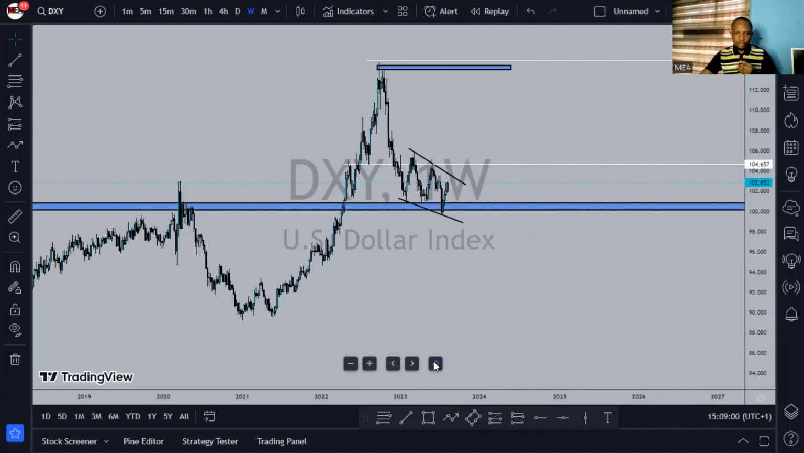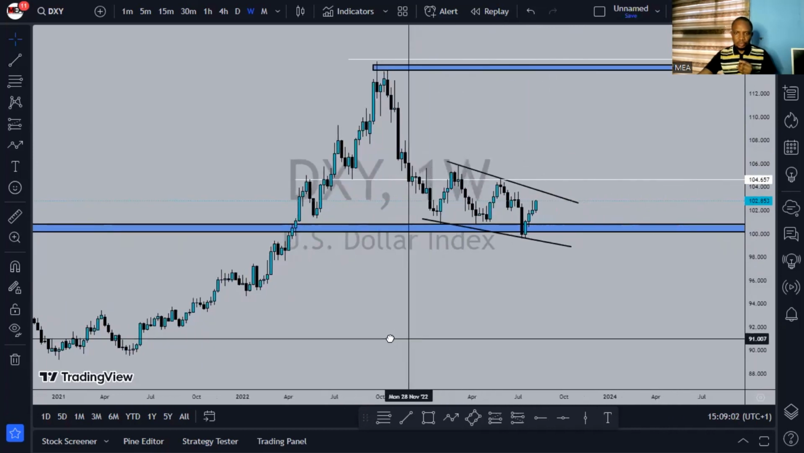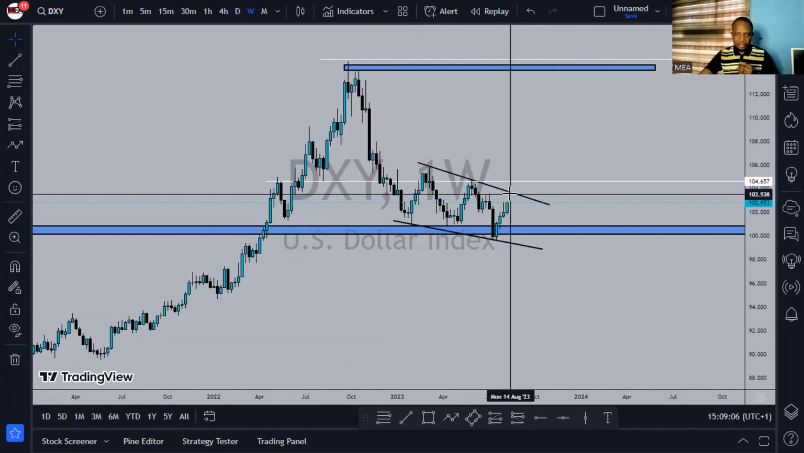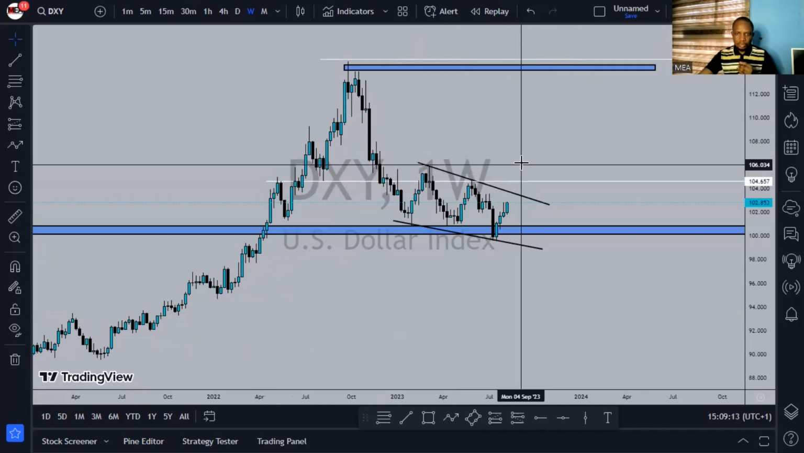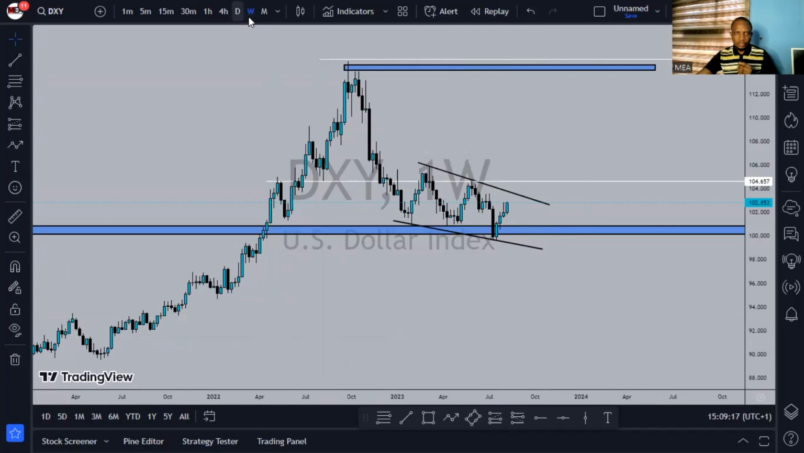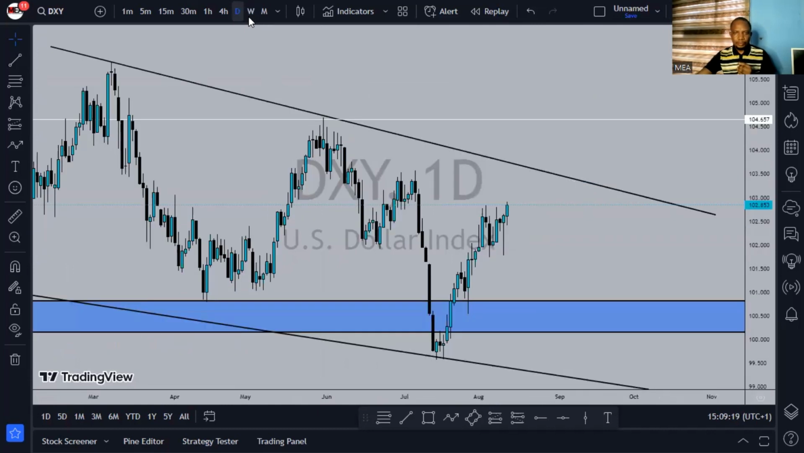So let's check for this week. I'm anticipating that price is coming here. When it comes here, if there's enough bullish momentum, it will break and do what? Retest before we go to the upside. Let's go to the daily charts.